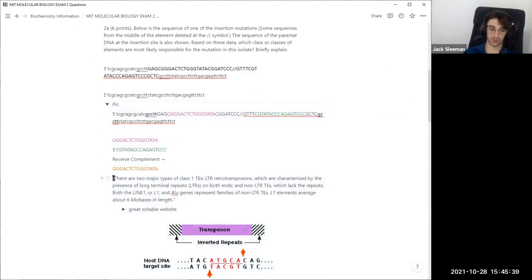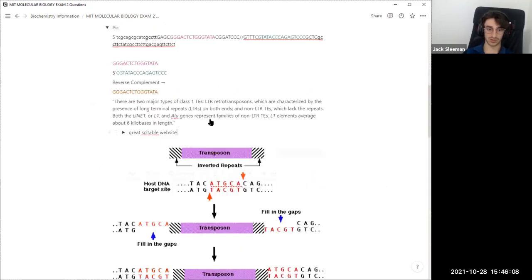And I have this little quote here. There are two types of class 1. There are different classes. For class 1s, there are these guys with long terminal repeats, and then non-LTRs, which lack the repeats. So this is indicating long terminal repeats.